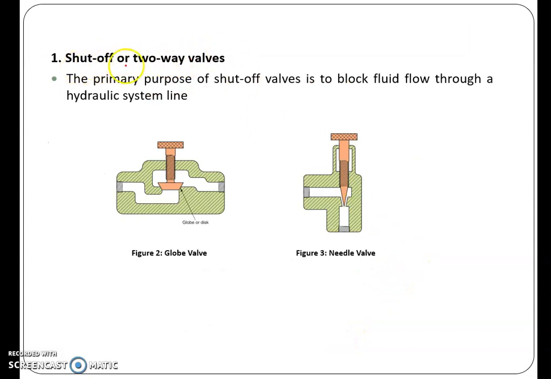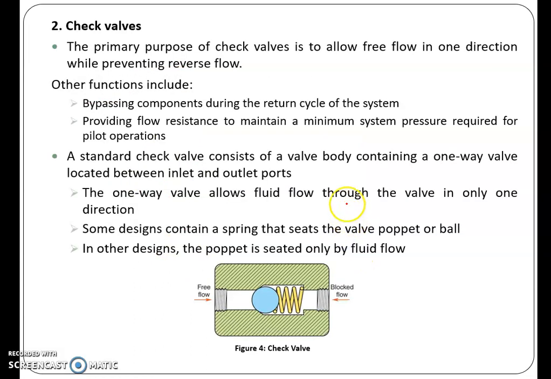For the shut-off or two-way valve, it is used to block the fluid flow through a hydraulic system. Okay, as you can see here, they block the flow. Kalau awak nak flow, you need to open this one, and then baru ada flow. Example dia adalah globe and needle valve.